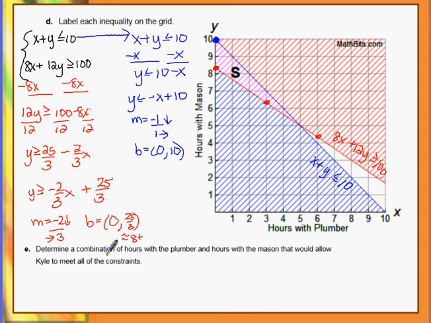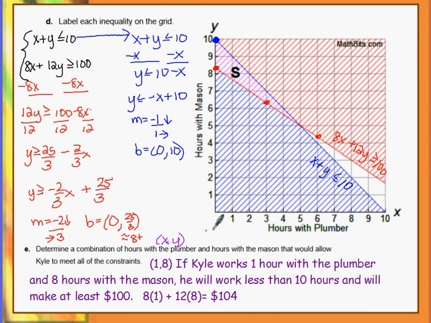Part E asks us to come up with a combination of hours, so x, y, a point, that Kyle can work with the plumber and the number of hours with the mason that would allow him to meet all the constraints. So I chose the point (1, 8), which is right here in the solution set of the overlapping shaded region. If Kyle works 1 hour with the plumber and 8 hours with the mason this week, he will stay under his 10-hour limit for working, and he will make at least $100.